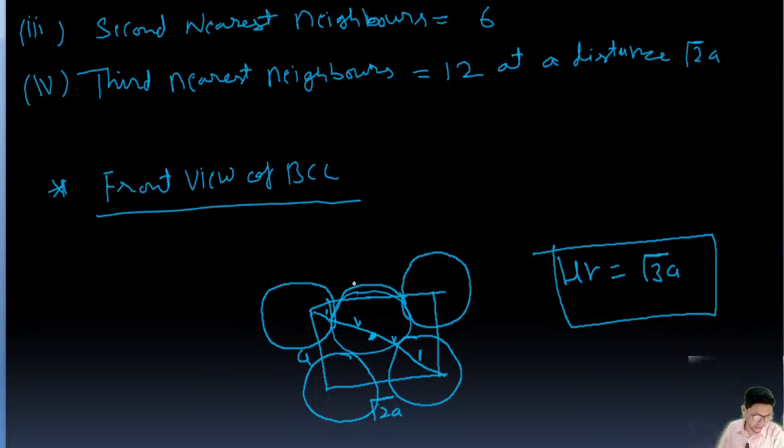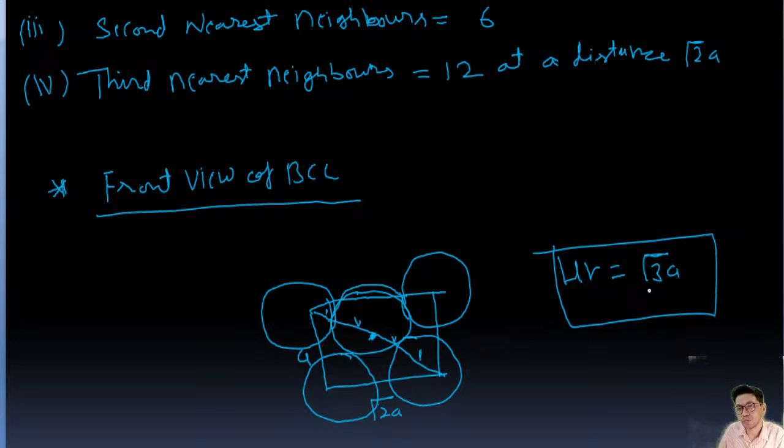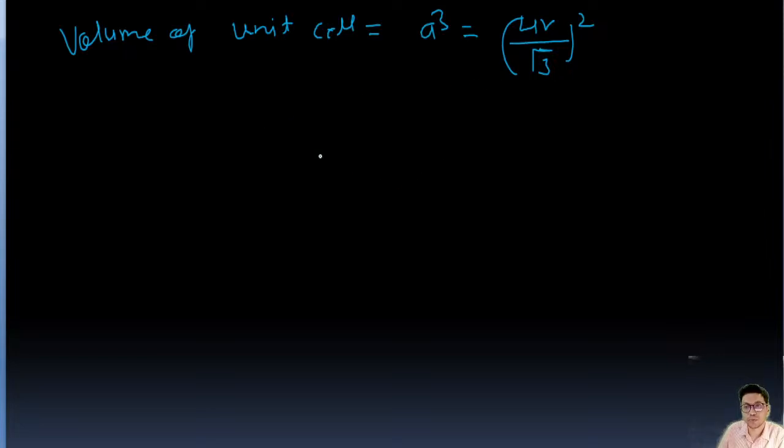Now the volume. We know the radius, so now we can find the volume of the unit cell. The volume of the unit cell is a cube, that is 4r upon root 3 whole cube, because we know this relation, 4r equal to root 3a. So from here we can easily find the value of a is 4r upon root 3.